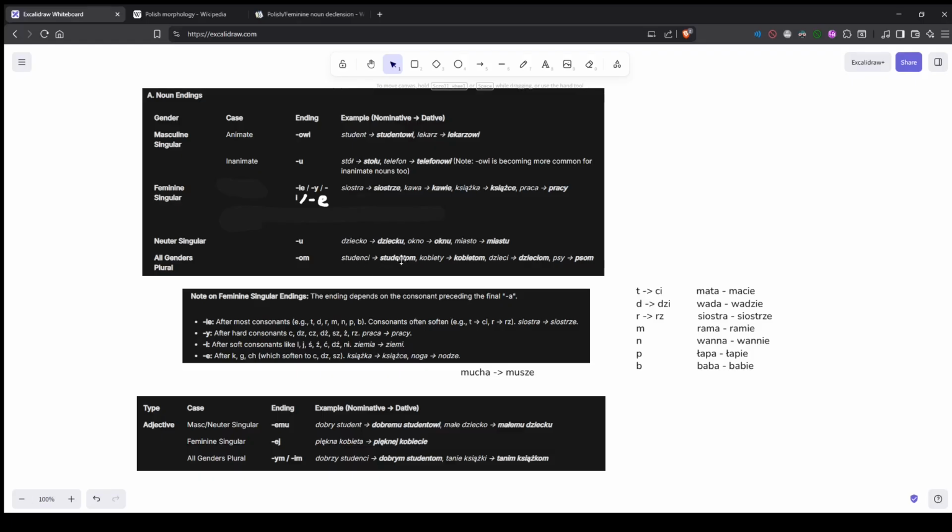So student, studentom. Okay? Kobieta, kobietom. You truncate the last vowel, a, into om. Kobieta, kobietom. Okay? This one I would consider to be an exception. Dziecko, but the plural is dzieci. The same way in English there is a child, but there are children, which is kind of an exception. And the last one is psy, but psom.